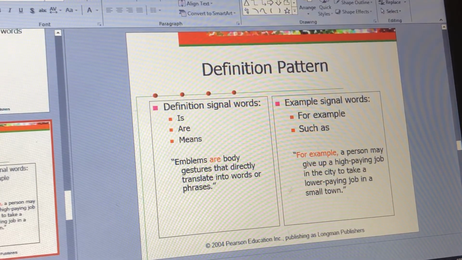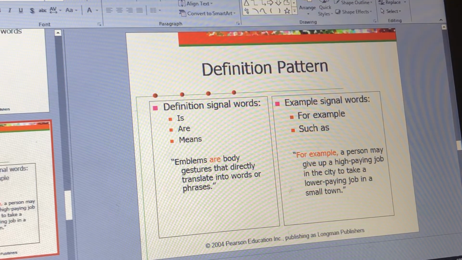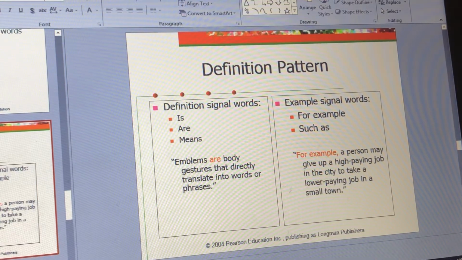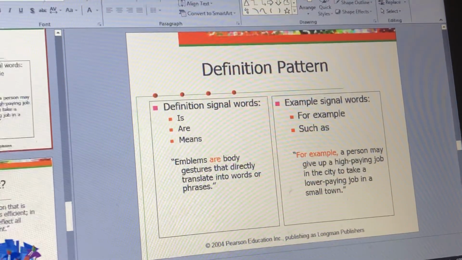So down in the lower left-hand corner, emblems are body gestures that directly translate into words or movements, okay? For example, okay, so moving to the right now. For example, a person may give up a high-paying job in the city and take a lower-paying job in a small town. Okay, so we've got definitions, we've got example patterns that you can look at there. Okay, I'm going to give you 1 more second to kind of look at the differences between those two because it looks like the next slide is going to ask you to apply that yourself.